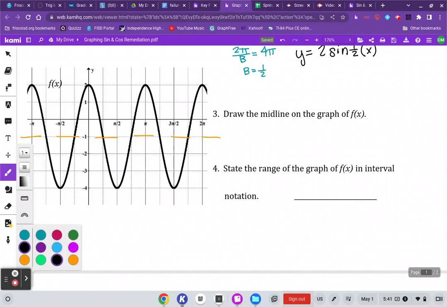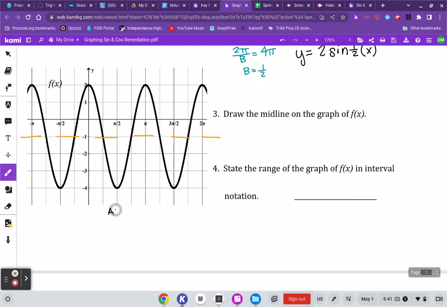Counting those units helps because that tells me the amplitude. The amplitude is 3 for this graph. Let's see, I'm not sure if we even really need to know that. We drew the midline, check, and now state the range.